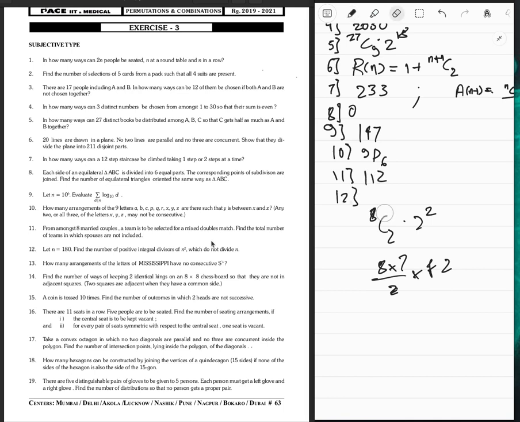12th. 12th is n equal to this thing. Find the number of positive integral divisors of n squared which do not divide n. Positive integral divisors which, wait, what? Do not divide n. Oh, okay. They divide n squared, but they do not divide n. Fine.